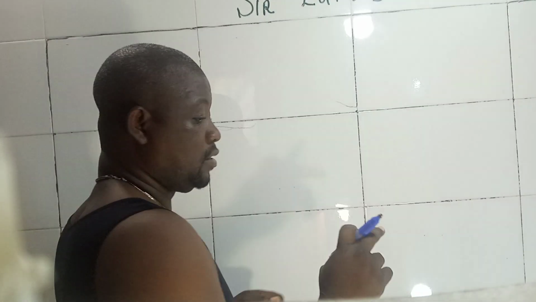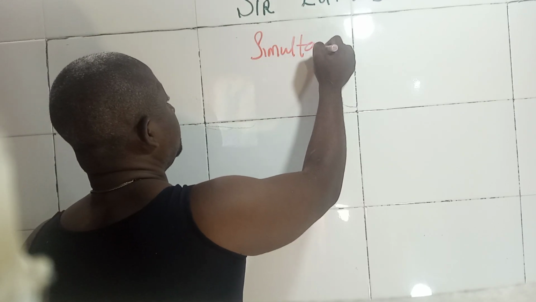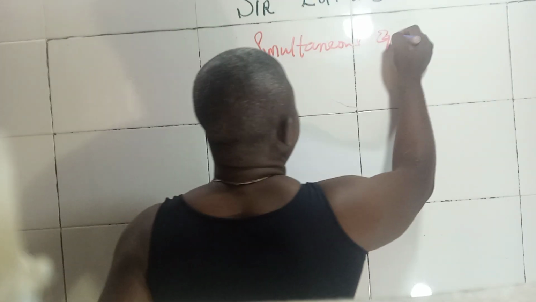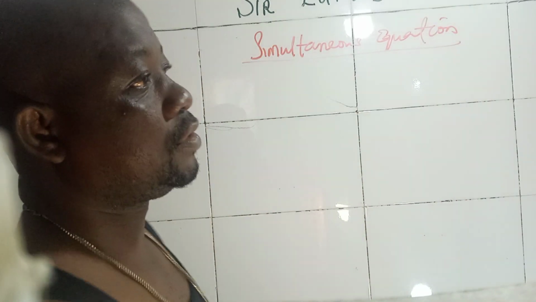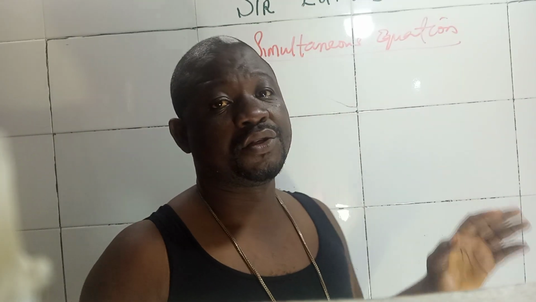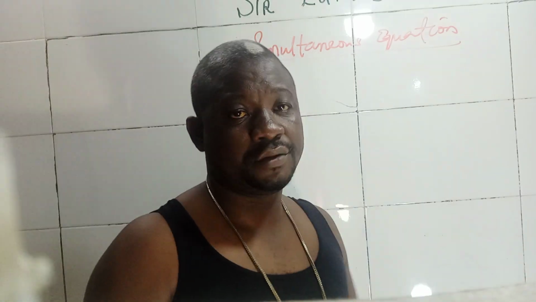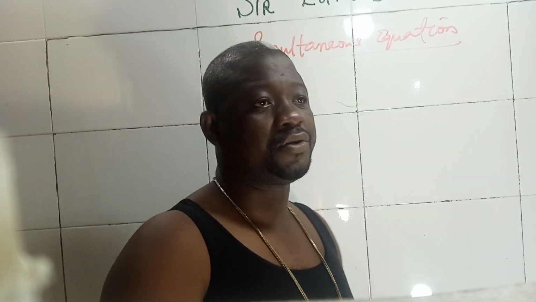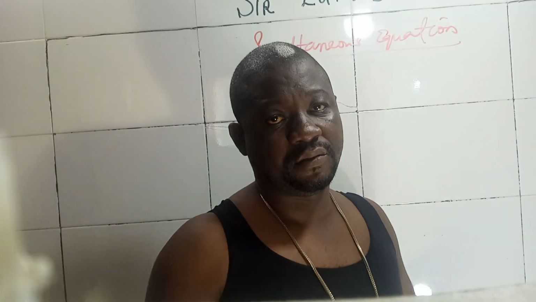Mathematics, and under mathematics, I will talk about simultaneous equation. I've talked about linear equation. In linear equation, I told us that there is only one unknown. But in simultaneous equation, we have two unknowns. And when you're talking about unknown in mathematics, you are talking about the alphabet in an equation.